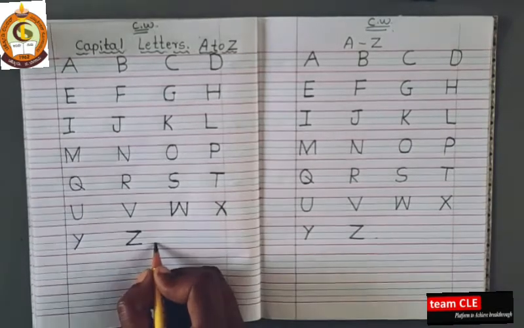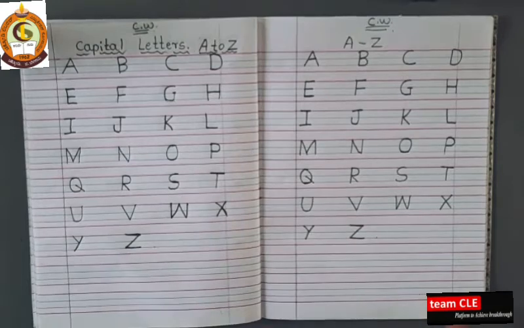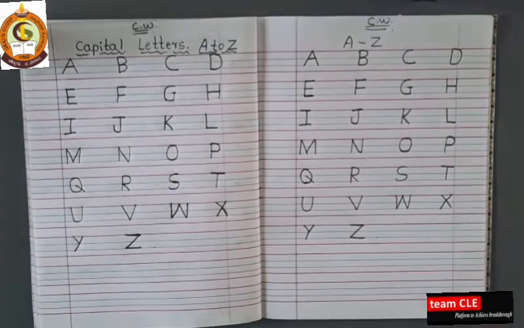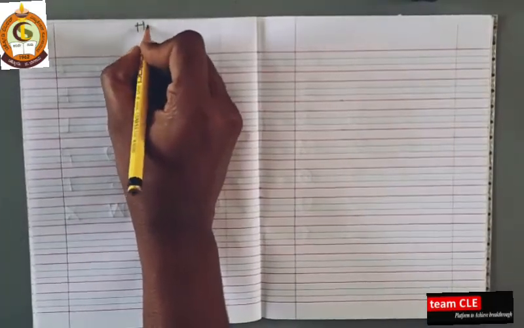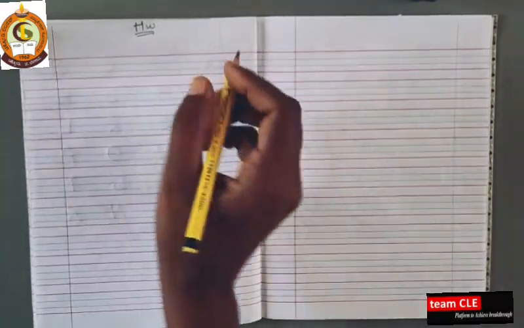Okay, so like this you have to touch the lines, 3 lines, and write the capital letters A to Z. Understood, children? Yes. See how neatly I wrote, no? Like that you have to write neatly in your four-line notebook. Understood? So homework, you have to write A to Z 2 times. Understood, children? Yes.